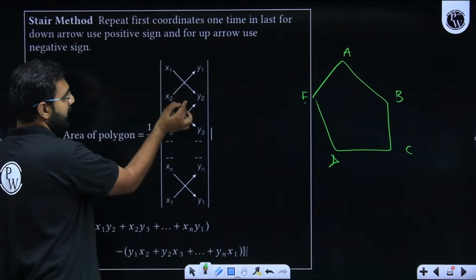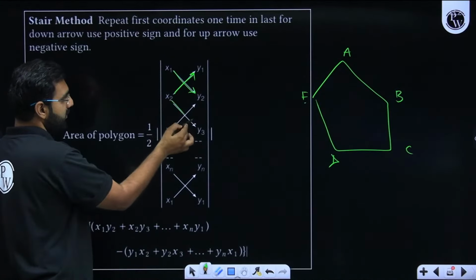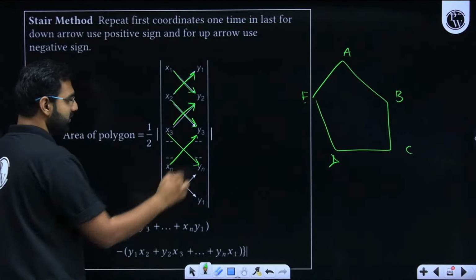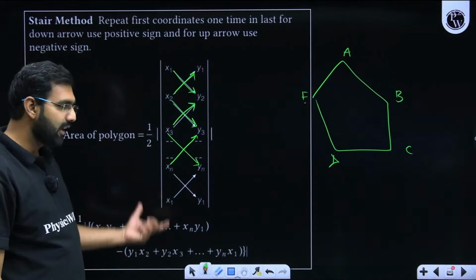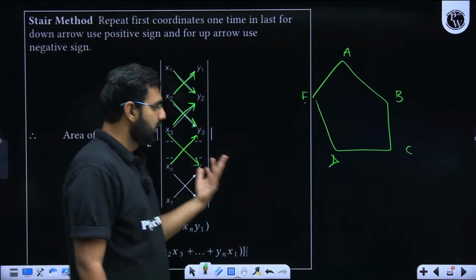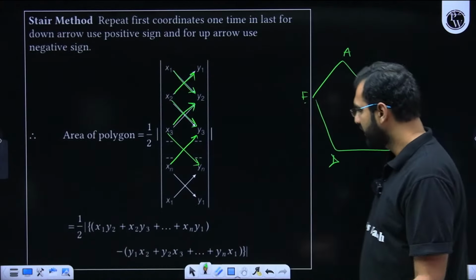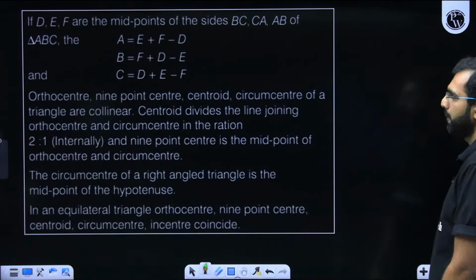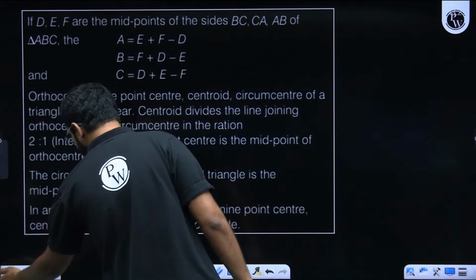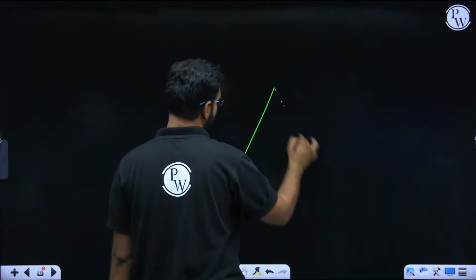So stair is expanded like this into this, minus this into this, plus this into this, minus this into this. So when you go like this, you add it. When you go like this, you subtract it. And without even determinants, you can find out the area of a polygon. Mostly, they ask you questions from triangle only. If you are given midpoints, this is something really simple. I'll simply put it like this. Let's say if this is a triangle, somewhat like this.